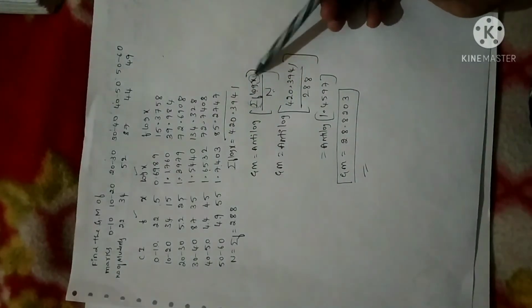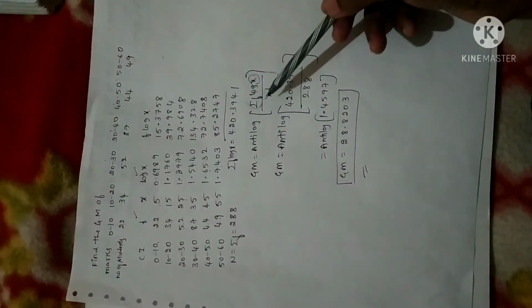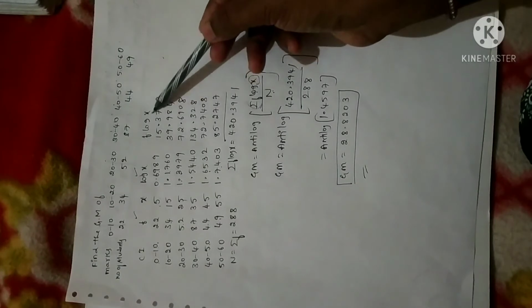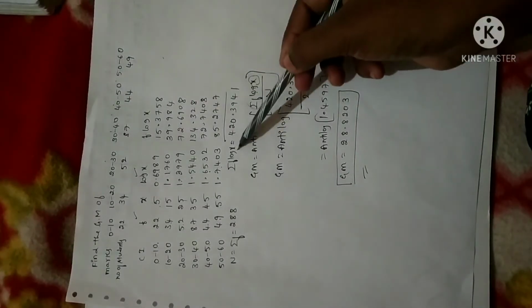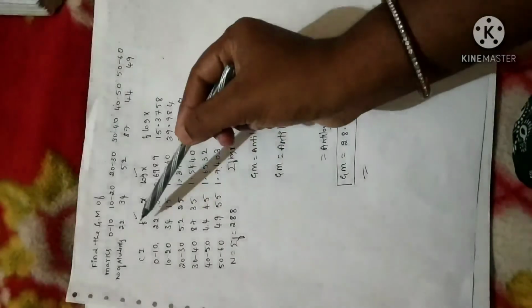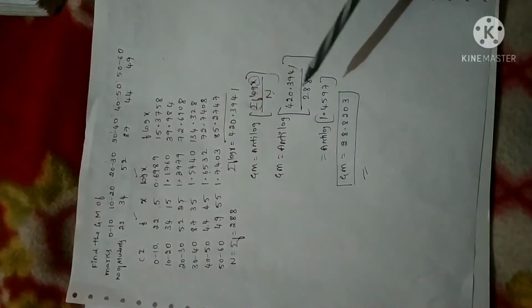Next I need f into log x. So I have to multiply the f column with log x. I have obtained this. Next I have to add, summation, in the sense sum. So I have to add f into log x. The sum of all these values gives us this. So I have written that. Now I need the N value. N value is none other than summation of f. That is adding all these values, you will get 288.